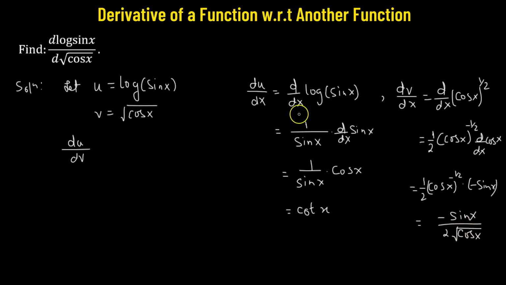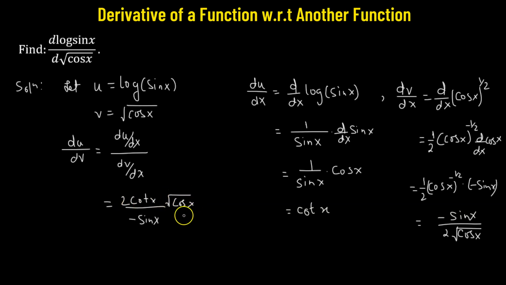So now that we have obtained the derivative of u with respect to x and the derivative of v with respect to x, to find du over dv, all we have to do is divide the derivative of u with respect to x by the derivative of v with respect to x. So here we have obtained the derivative of u with respect to x, that is cotangent of x, and divided by dv over dx, which is negative sine x over 2 times square root of cosine of x. We will multiply it by 2 times square root of cosine of x.